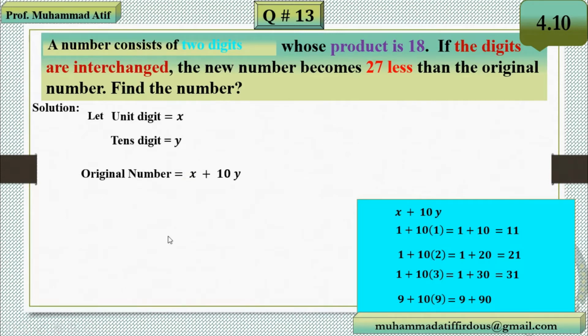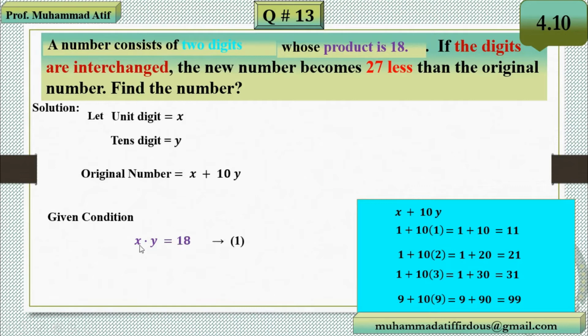Got it? Okay, coming back to our statement, a number consists of two digits. We suppose that our original number must be x plus 10y. Now, whose product is 18? The multiplication of these two digits is 18. It means you have to multiply x into y, which is equal to 18.